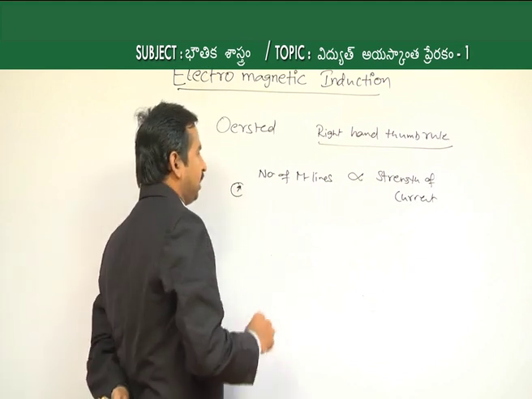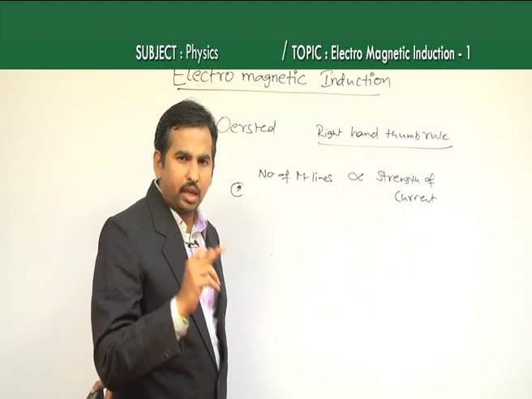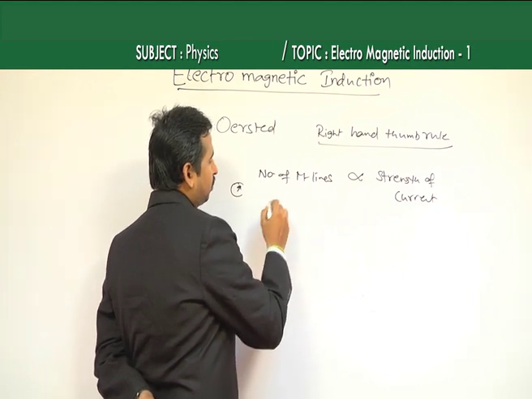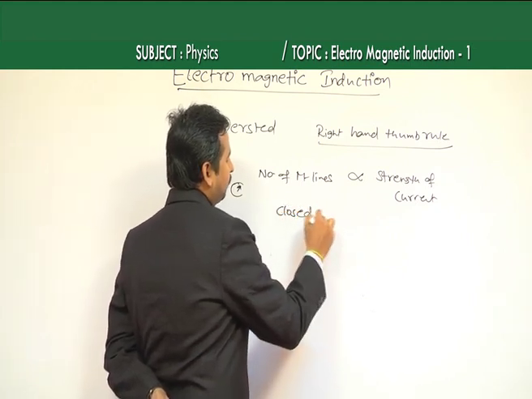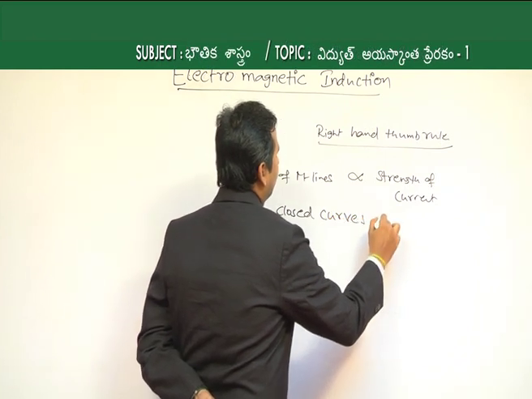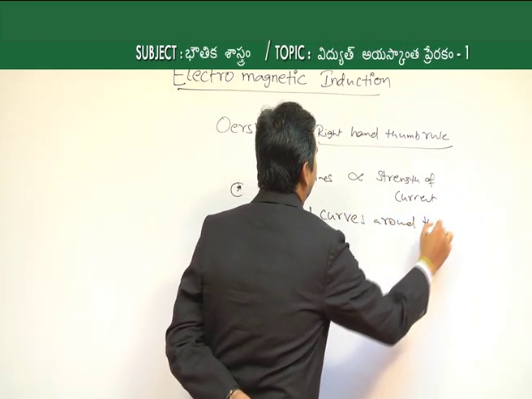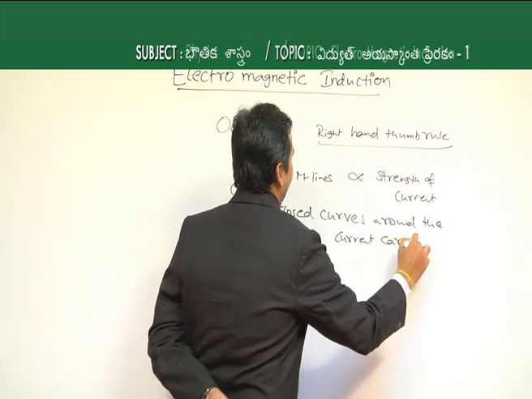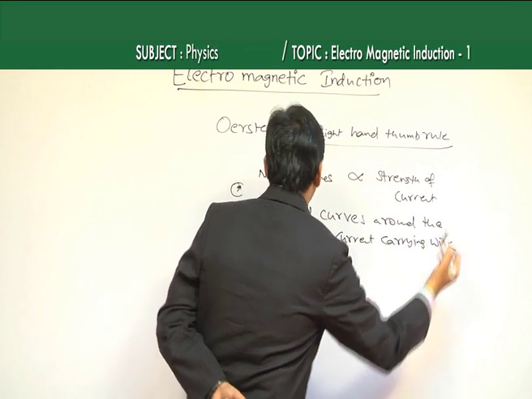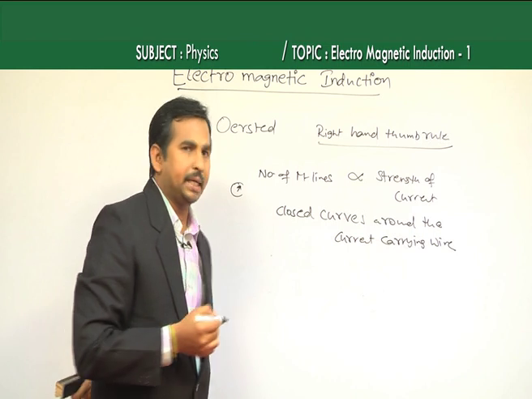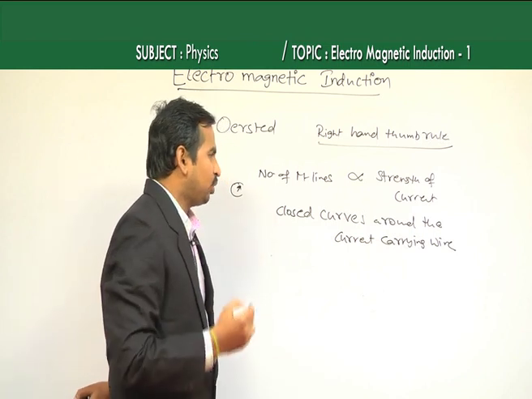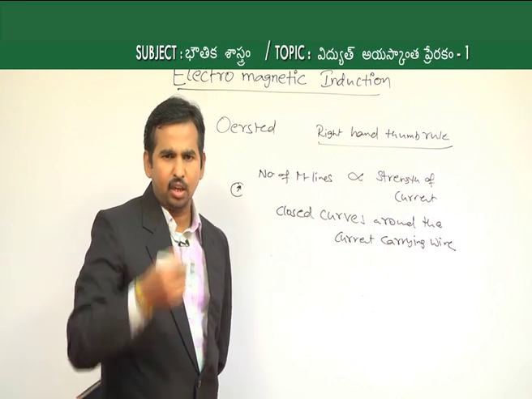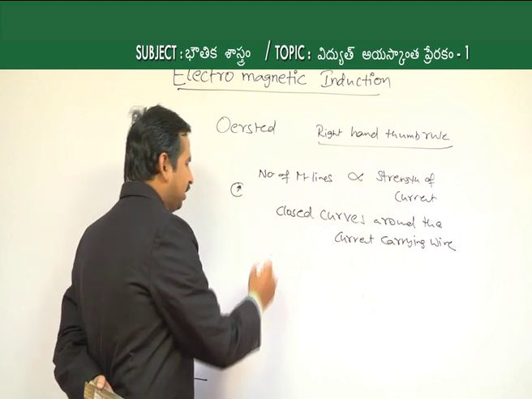And not only that, these magnetic lines of forces are closed curves around the straight conducting wire, closed curves around the current carrying wire. Okay. So, the number of magnetic lines are directly proportional to the strength of the current and those are closed curves around the current carrying wire. Actually, they come like concentric circles around this current carrying wire.